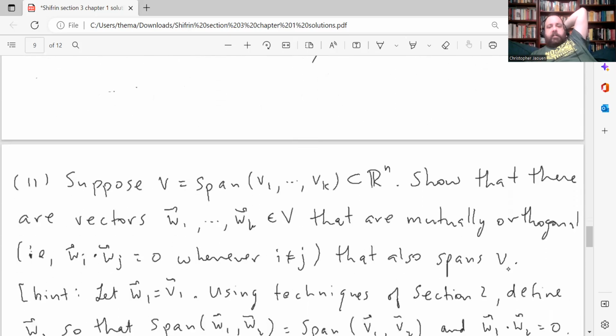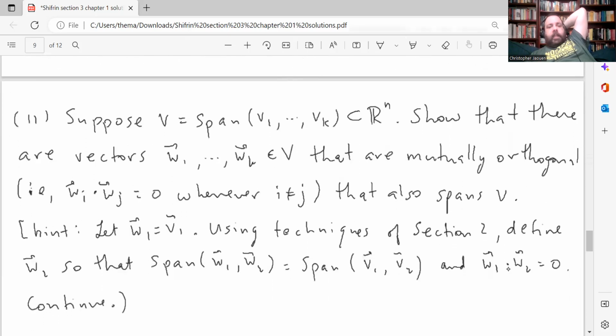Okay, so number 11. I think this was the last one I did in this section. Suppose V is equal to span v1 through vk, a subspace of Rn. Show that there are vectors w1 through wk in V that are mutually orthogonal, meaning that their dot product is 0 whenever i is not j, that also span V. And he gives a hint here.